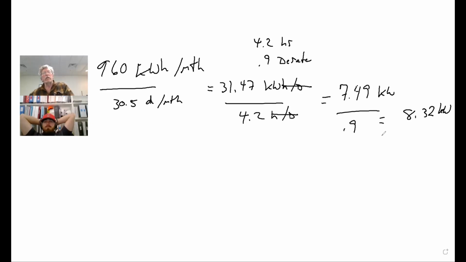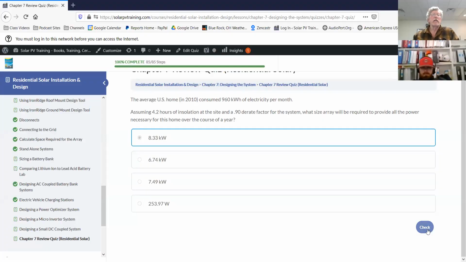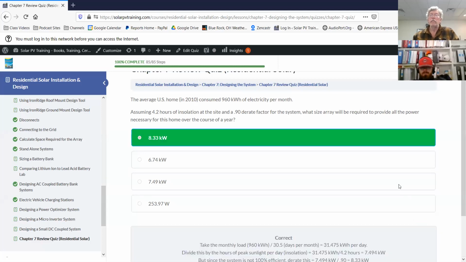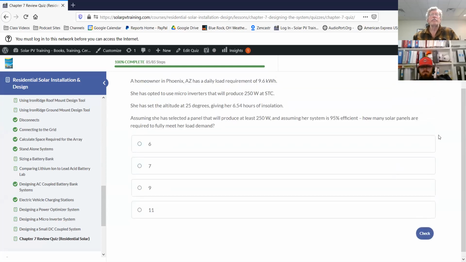That's as straightforward an array sizing exercise as there is. You start with your daily load. If you're given your monthly load, you divide it by 30.5. If you're given your yearly load, you divide it by 365. You get your daily load, divide that by the hours of insolation, and then derate that for efficiency. And that's going to give you the size of your array. So we come back here and we find that the 8.33 is going to be the correct answer, or it better be. Otherwise, I did something wrong. And that just shows you how you would size your array.